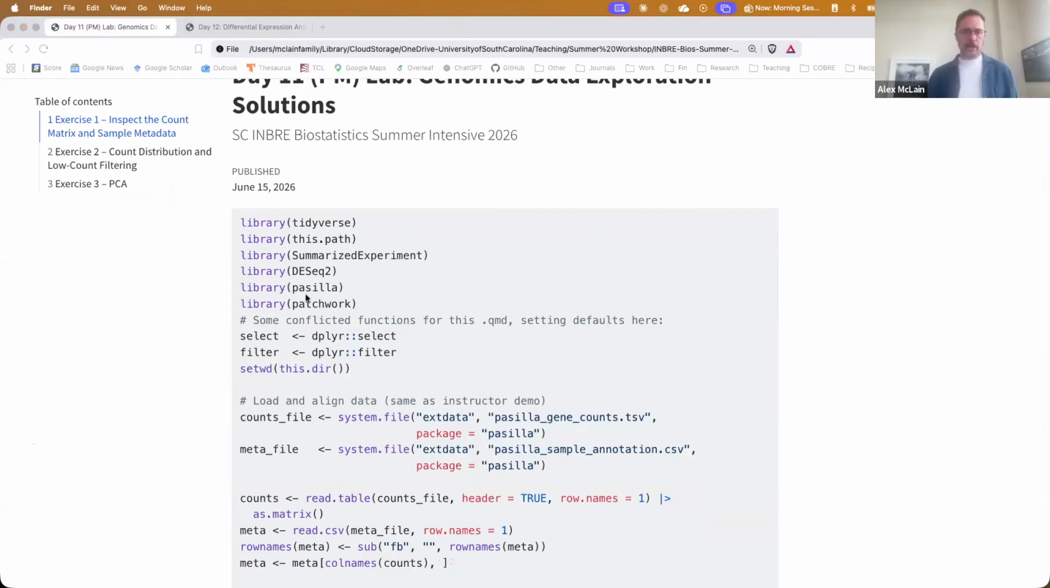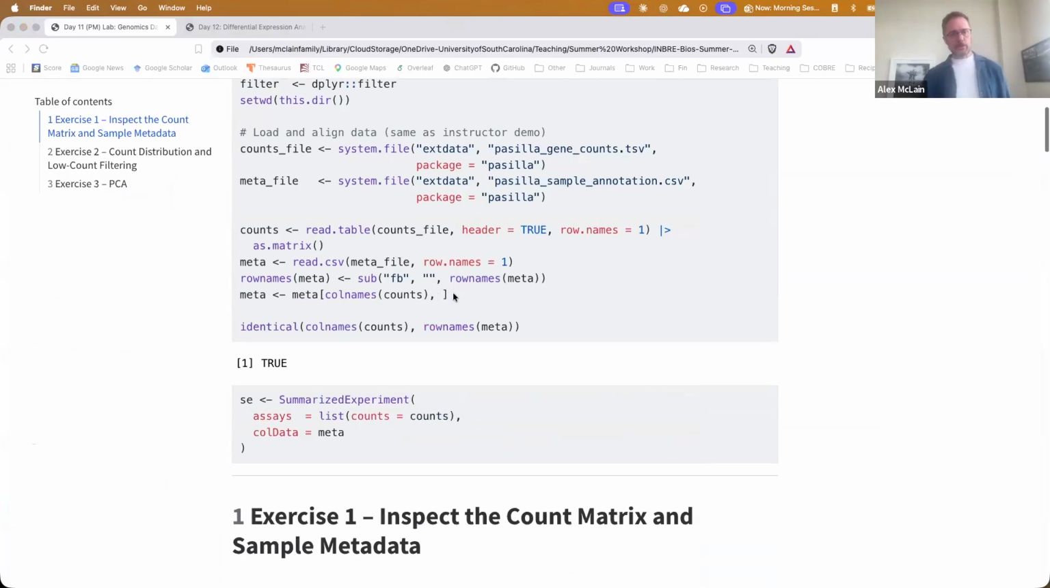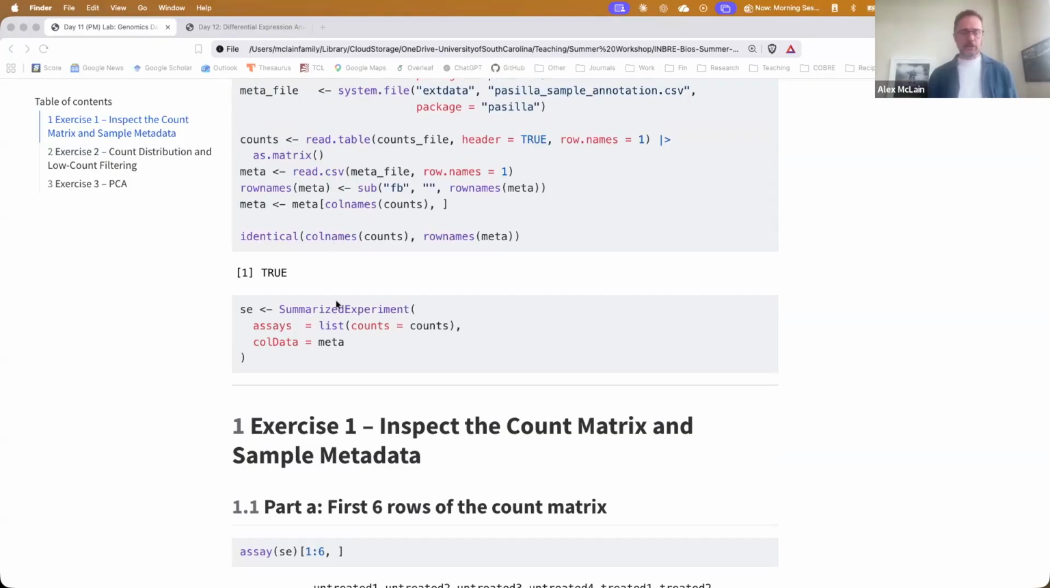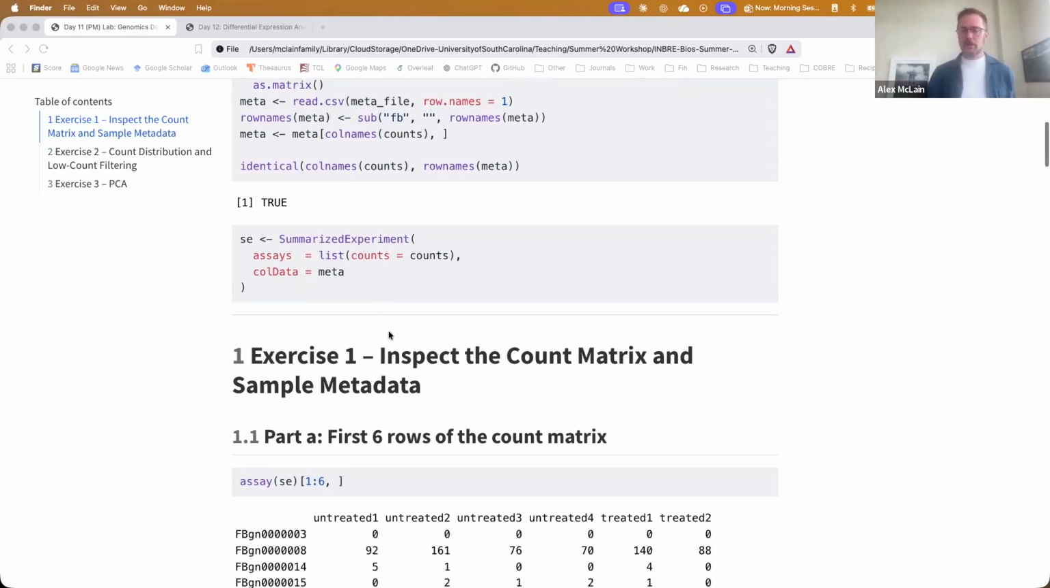So the lab was working on the Pasilla database, so a little different one. Some of the differences in it was that this was data that did not come in that summarized experiment format. The counts and the metadata were separate. So we first downloaded them and then created the summarized experiment object.